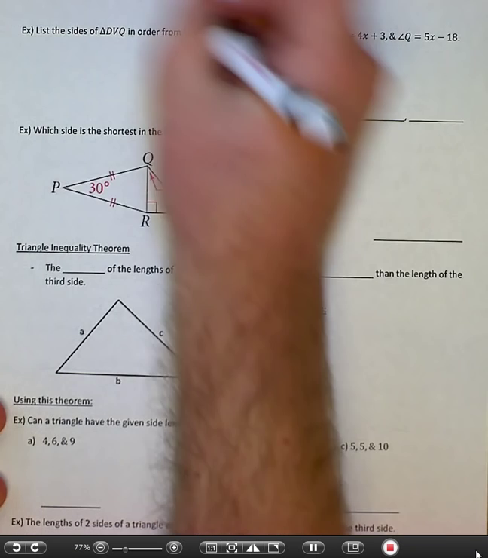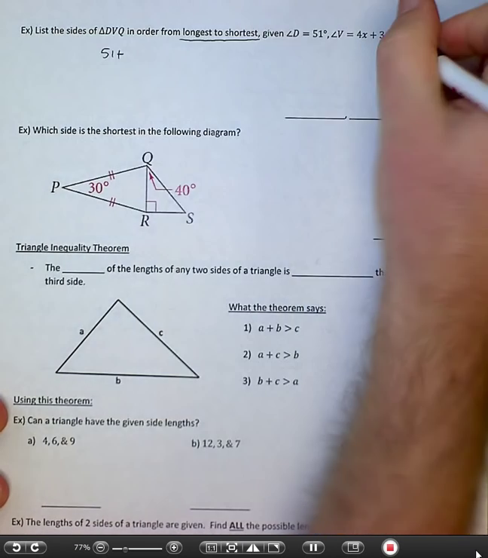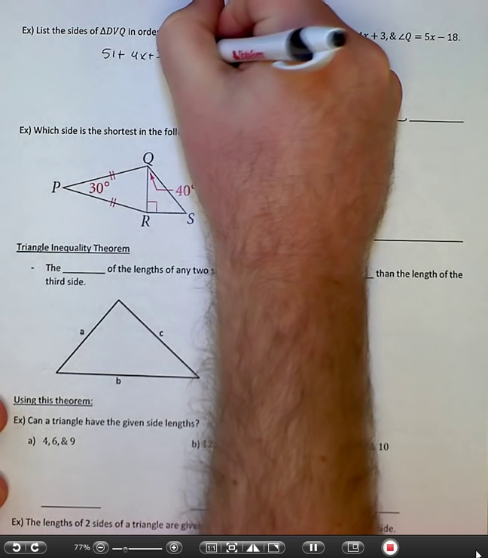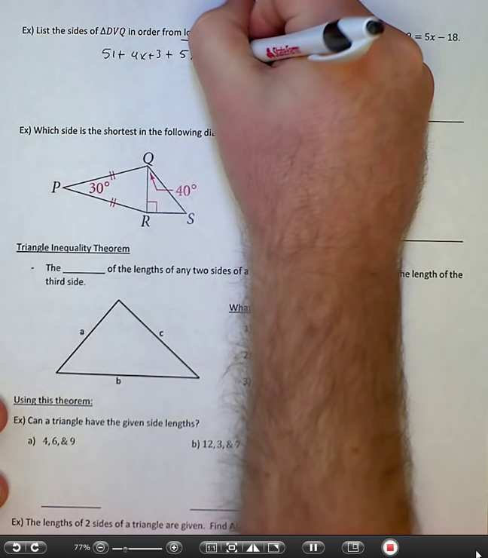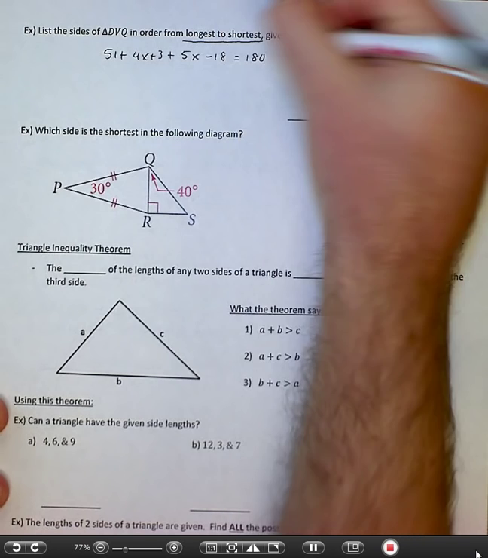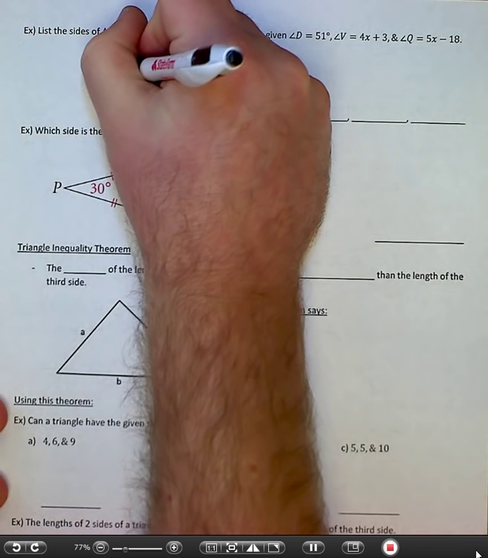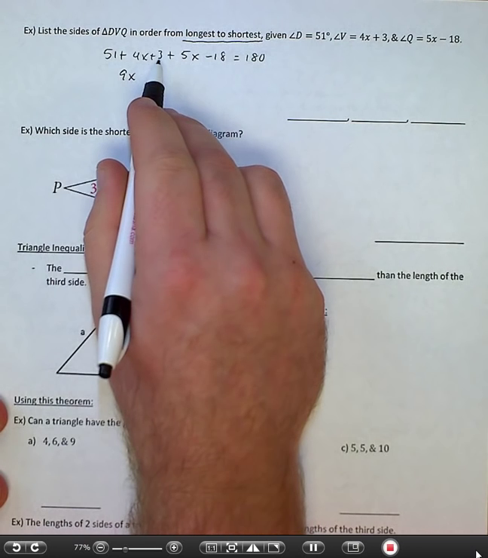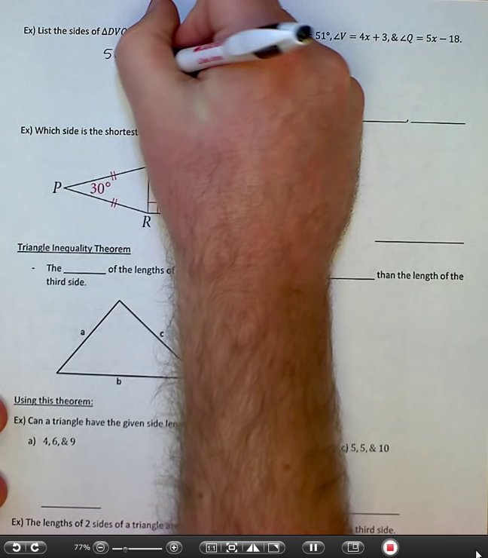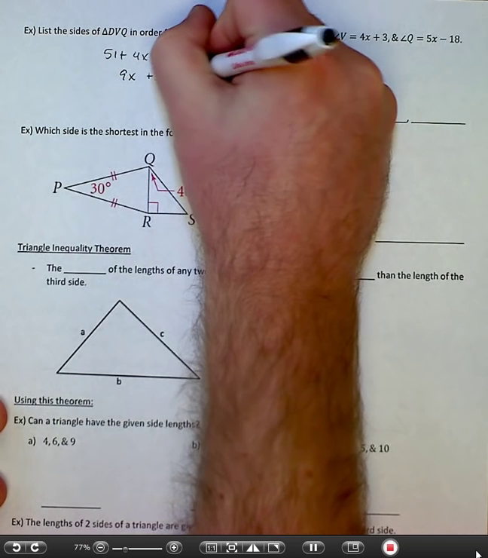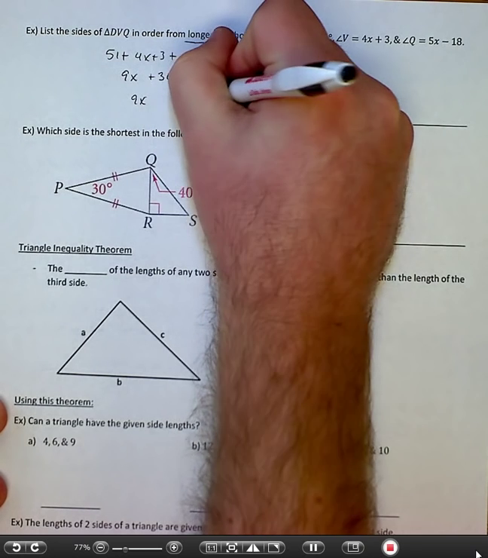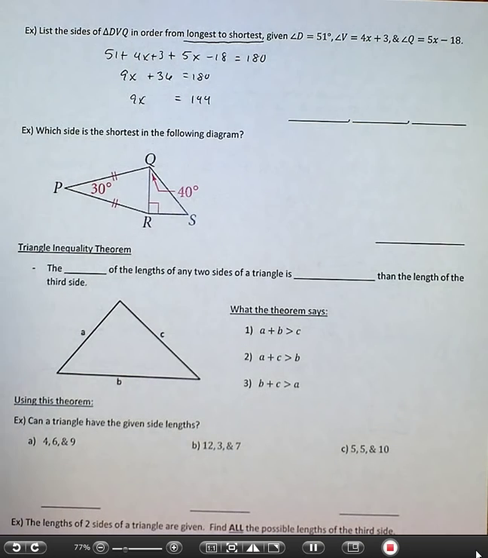So 51 plus 4x plus 3 plus 5x minus 18 equals 180. Solve for x. I'm going to get 9x. 51 plus 3 is 54. 54 minus 18 is 36. 9x equals 144. X equals 16, I believe. Just make sure real quick.